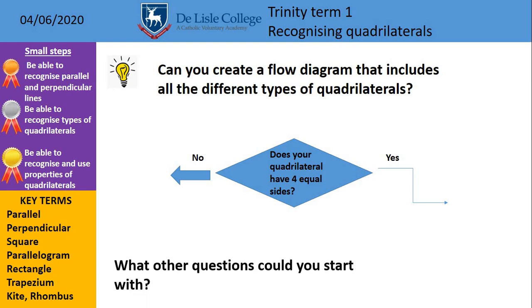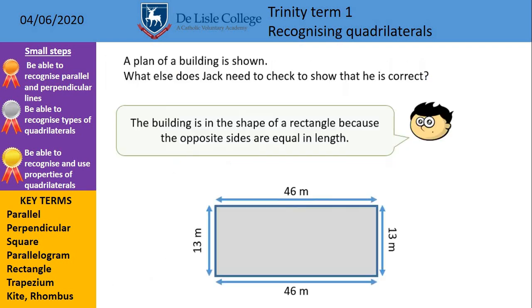You don't have to start with that question. You could start with another one, perhaps. Does your quadrilateral have 4 equal angles? Have a yes and a no side, and where would that take you to? Let's just see if someone can come out with a nice, interesting flow diagram for those.